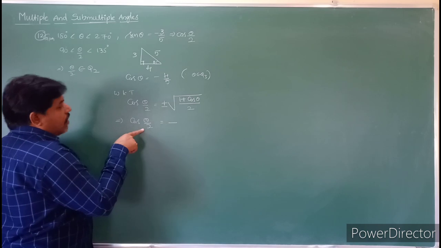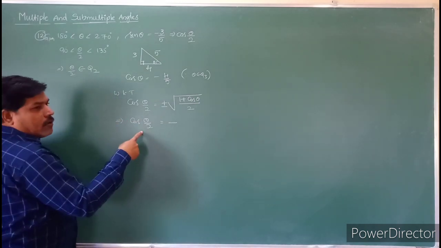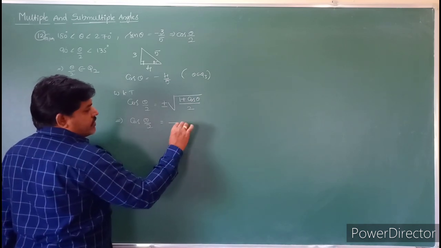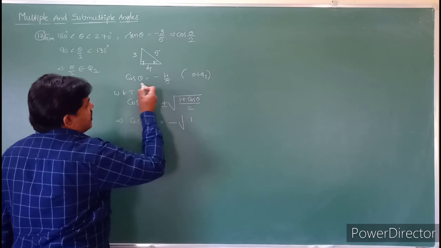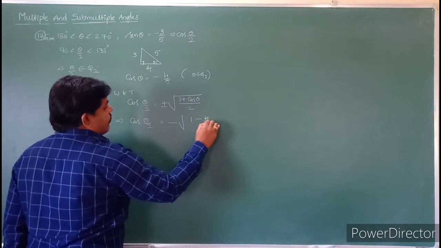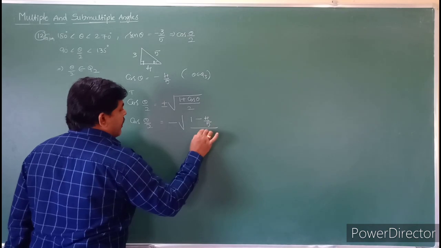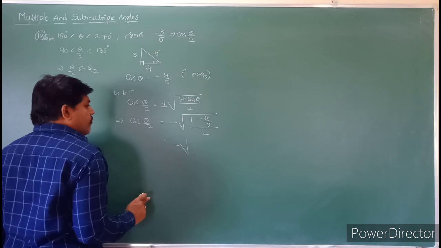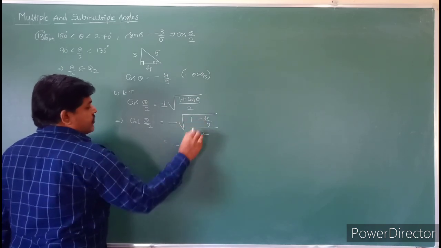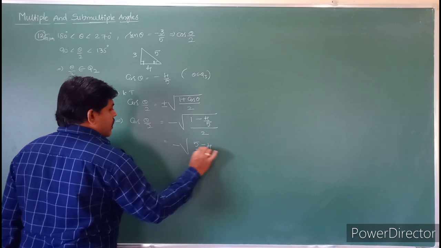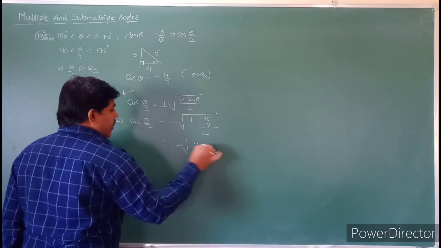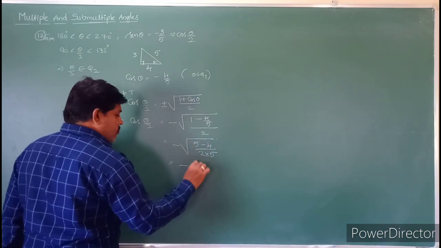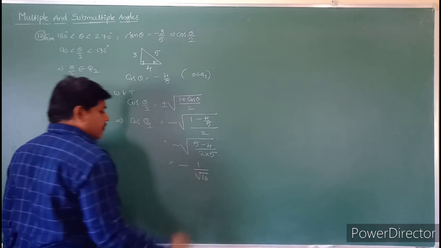Why? Because theta by 2 belongs to the second quadrant. In the second quadrant, cos is negative. So I will take the minus, students, square root of 1 plus cos theta, the value is minus 4 by 5, whole by 2. So that is equal to minus square root of, take the LCM, 5 minus 4 by 2 into 5. So that is equal to minus, 5 minus 4 is 1, by root 10. So 1 by root 10.